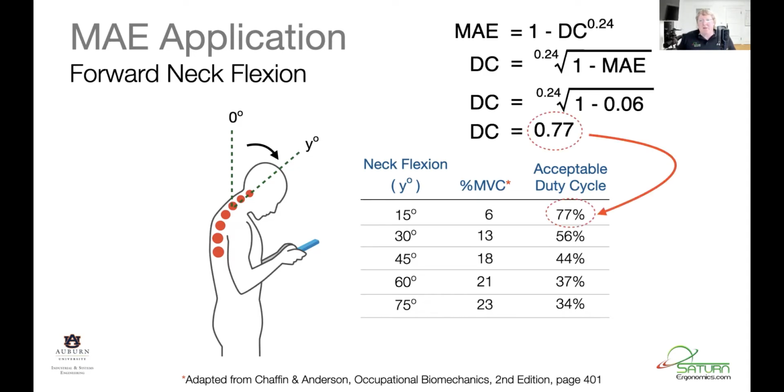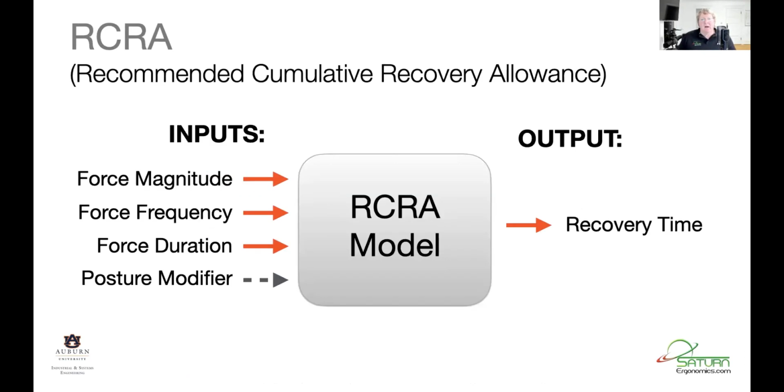Now, see how you do the calculation? We simply reconfigure the MAE equation and we solve it for duty cycle. And we use percent MVC, or maximum voluntary contraction, instead of the MAE. And we solve for those.